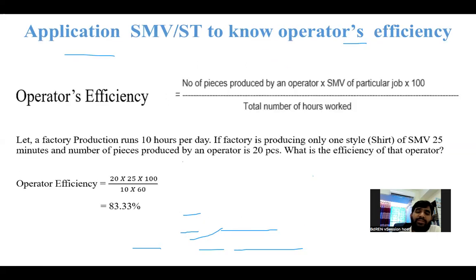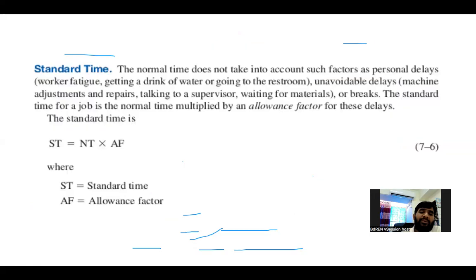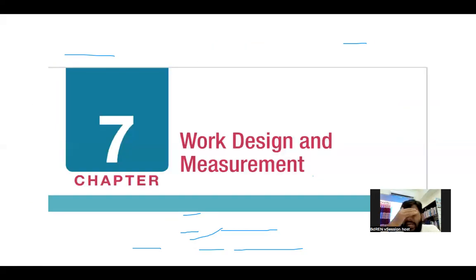But for the moment, what we have done, we have calculated standard time, and it is under work design and measurement. Work design, when you are redesigning the work, you can redesign by using job rotation, job enrichment, job enlargement, ergonomics. And when you are redesigning, you can use several tools: number 1 is method study, number 2 is motion study, number 3 is time study. Time study is known as work measurement.